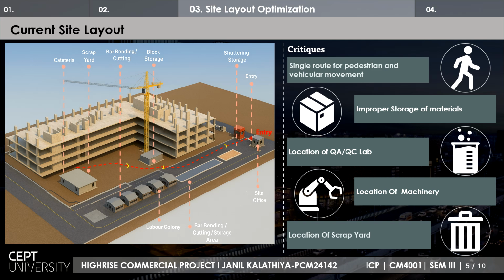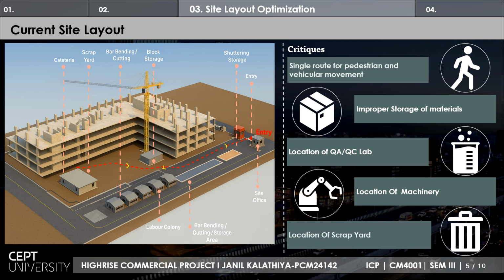Here the main critiques of the site have been listed, where problems were being faced, so that the current site layout can be changed to give better efficiency. The critiques are that there was a single route for pedestrian and vehicular movement. There were two entries on the site, but only a single entry was being used, causing risk to ongoing construction, where labor movement and vehicular movement were on the same path, which may cause an accident.